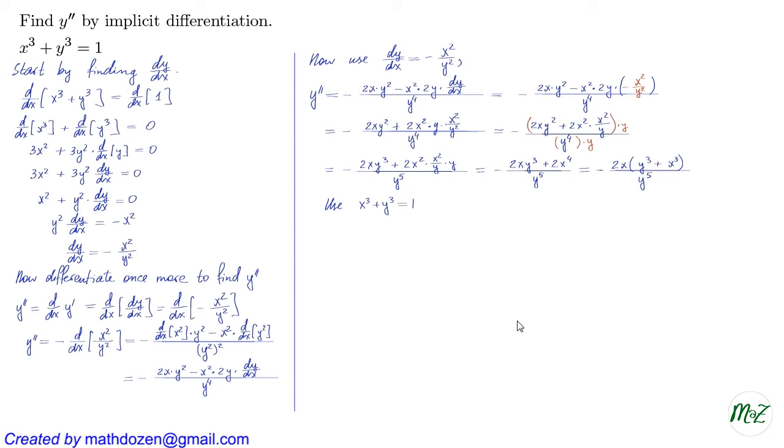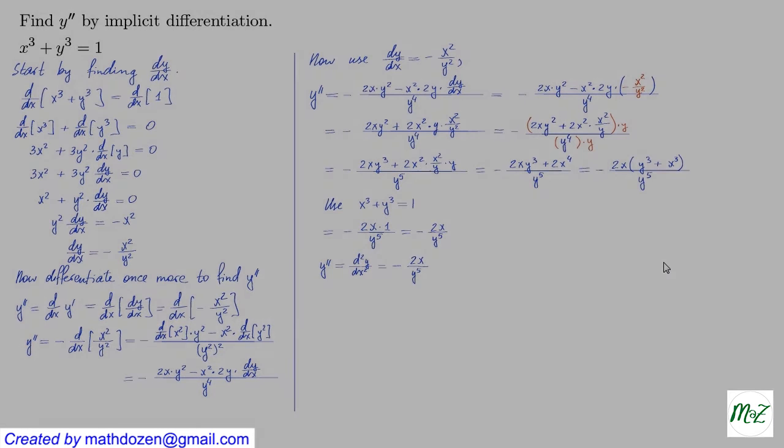And if we use the original equation that connects x cubed and y cubed, we see that x cubed plus y cubed is equal to 1. So this parenthesis could be replaced by 1. And we end up having a pretty simple formula for the second derivative. So it's negative 2x divided by y to the 5th. So the second derivative is equal to negative 2x over y to the 5th in this problem.